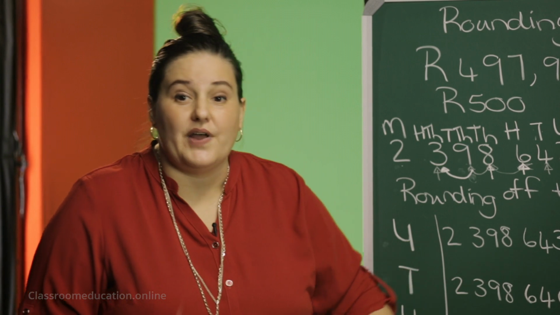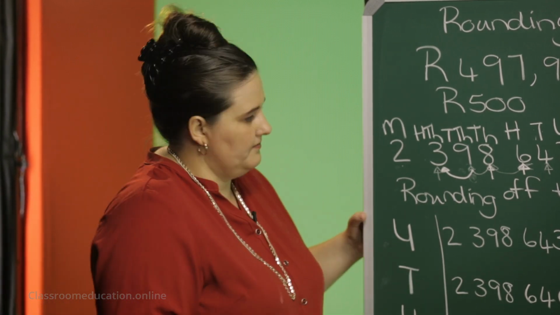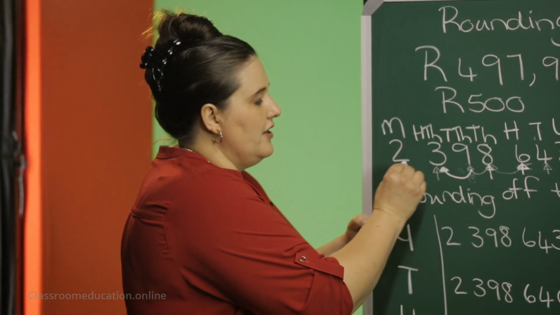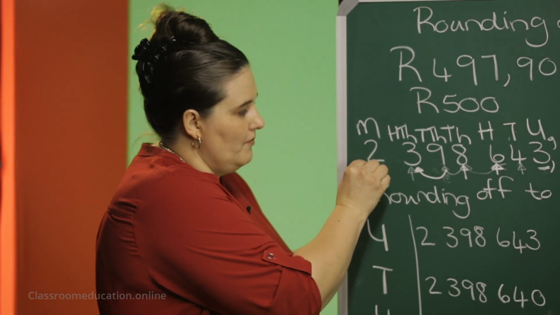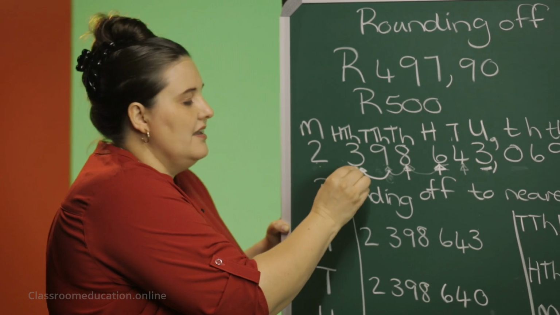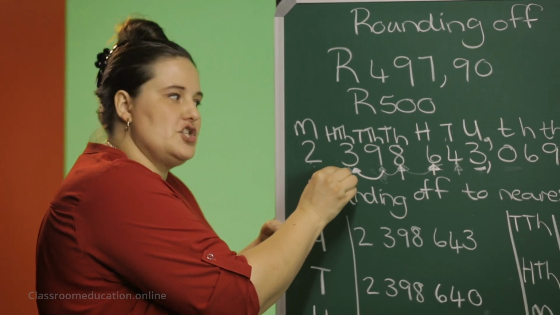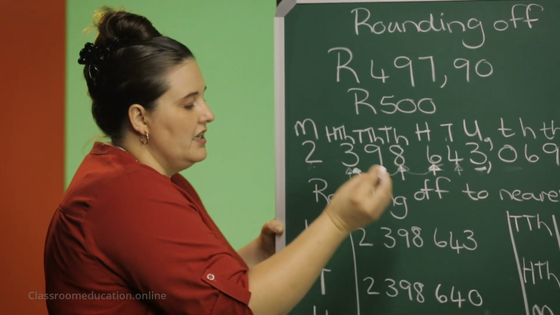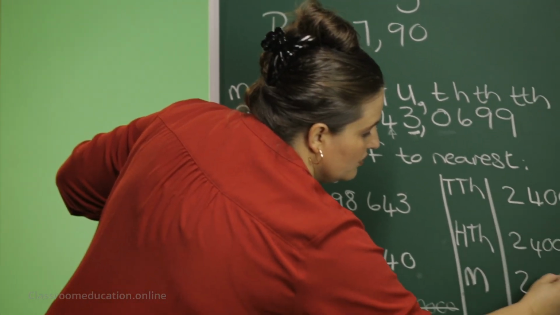The last one, let's round it off to million. Look at the rounding position. It's the 2. The number on the right-hand side of the rounding position is a 3. The 3 is too small. It will not change the rounding position, so it stays at 2 million.